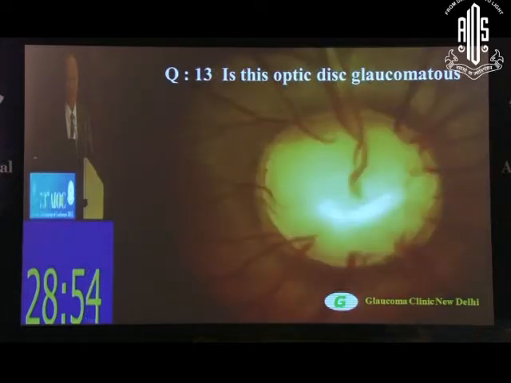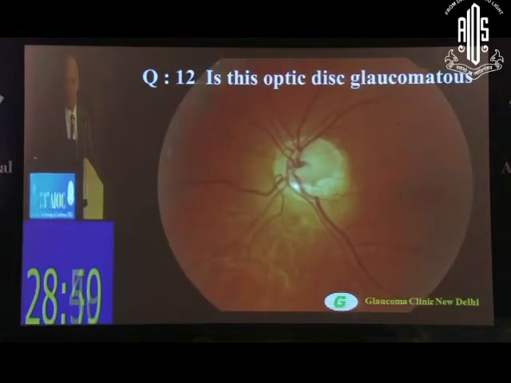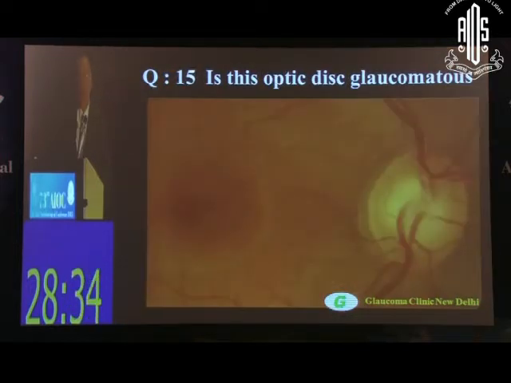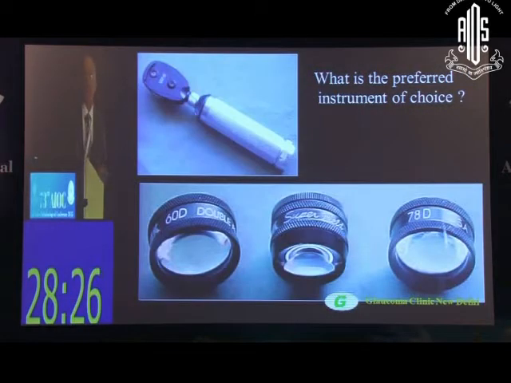Is this a glaucomatous optic disc? Is this going to make you think in terms of glaucoma? Is this optic disc glaucomatous? Would this make you think in terms of glaucoma? And what would be your preferred instrument of choice to look at the optic disc?